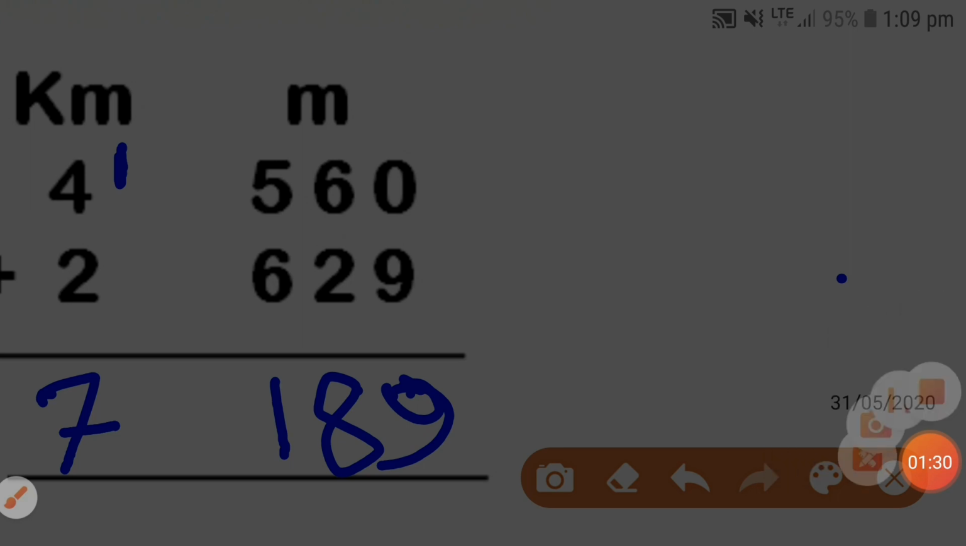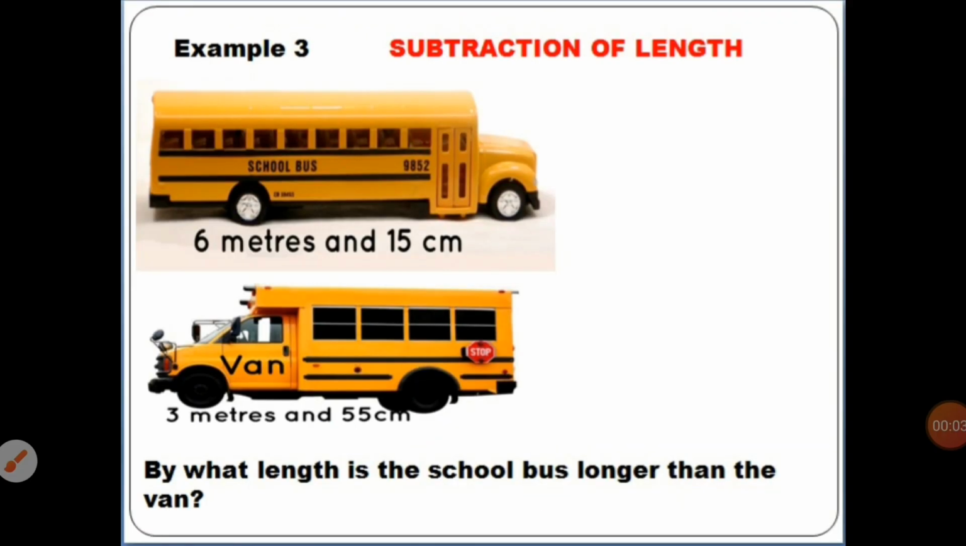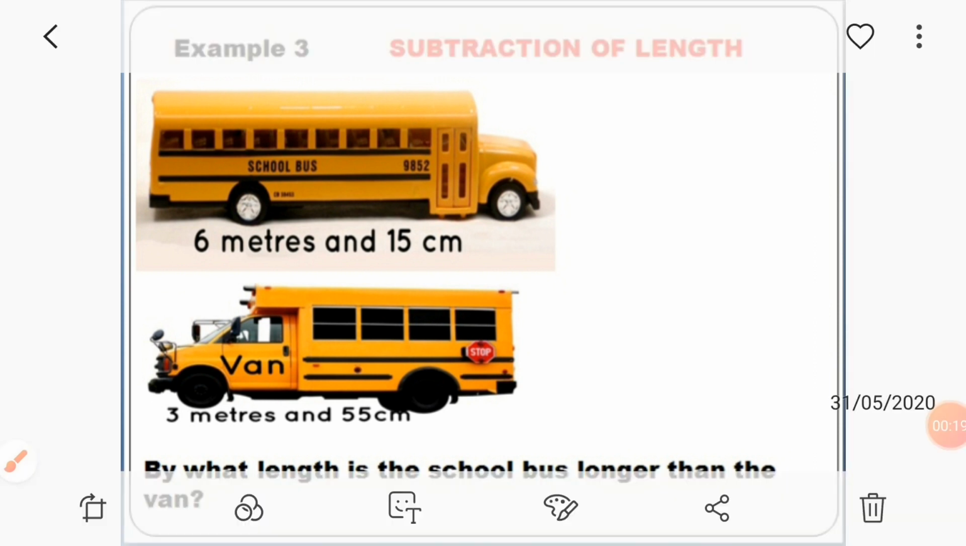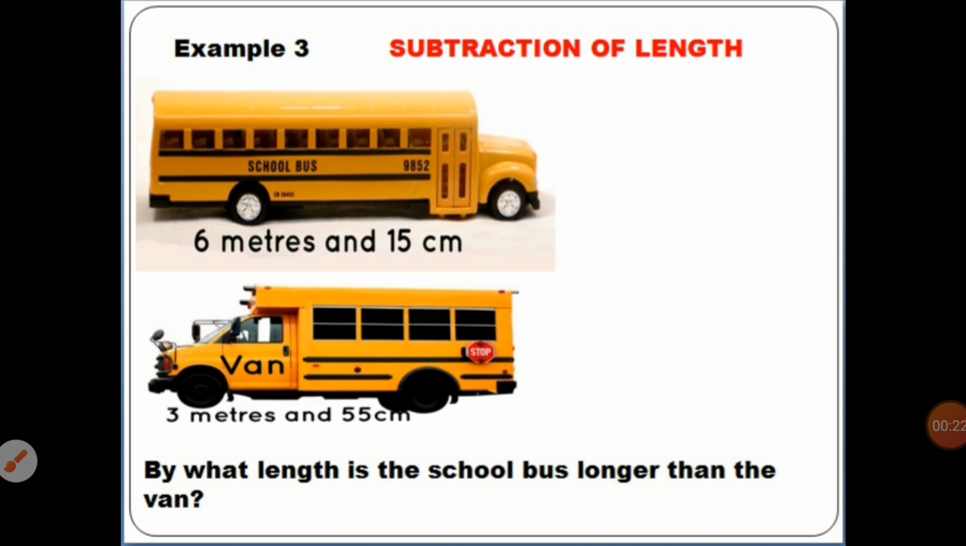Okay, let's go to the next. We'll be taking subtractions of lengths. In these questions, you take away the smaller value from the larger one. In most cases, they will tell you to subtract, but you look at the questions, and from the questions you see that you are meant to remove something.